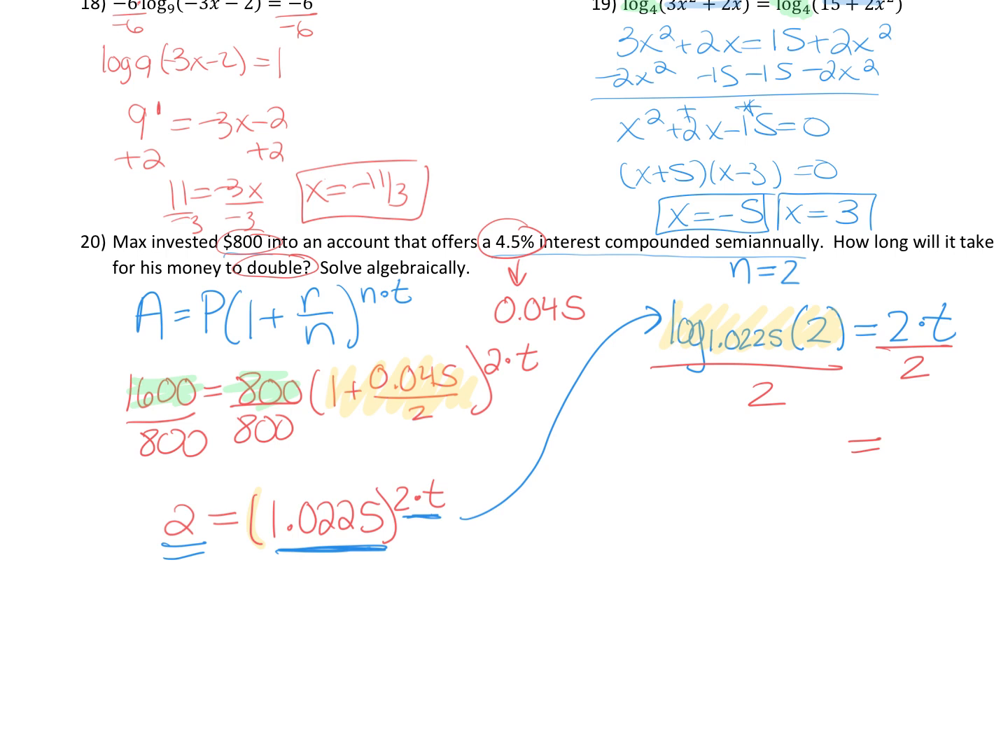Either way will work. So t is going to equal, so in my calculator, I'm going to do log base 1.0225 of 2. Divide, I get 31. So if you just did this part, you get 31.15. But then if I divide that by 2, I'm going to get 15.58 years. That's how long it would take his money to double.